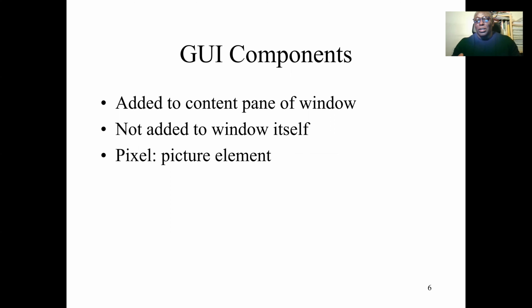Then after that, we create our elements or components, the GUI components such as the JLabel, JTextField, JButton classes to create all these objects. Then we are going to add them to the window or the pane. So again, we'll see the steps. They are added to the content pane of the window, which is the GUI components, not added to the window itself. Then we know a cursor is just a picture element.